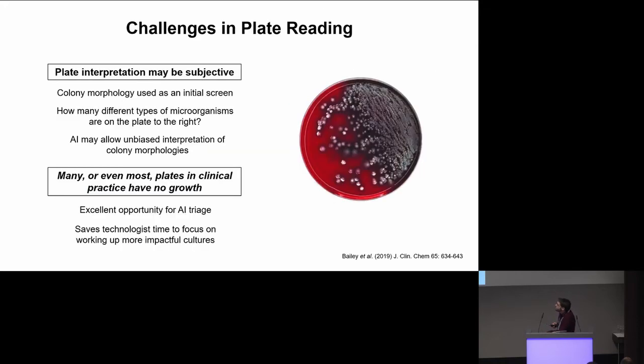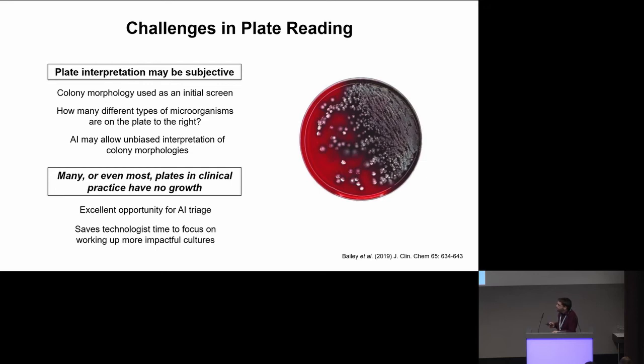Plate interpretation can be a bit subjective, and colony morphology is often used as an initial screen. This is an image from a paper that shows a mixed culture of a variety of different types of organisms. An illustrative question here is, how many microorganisms are represented by the plate to the right? The answer is, it would take me some time to figure that out. If we got together and discussed it a little bit, we could probably figure out how many are there, but if you asked 4 or 5 people their opinion, you may get different answers. So AI might allow us some unbiased interpretation of these colony morphologies in a quicker way than we normally might.